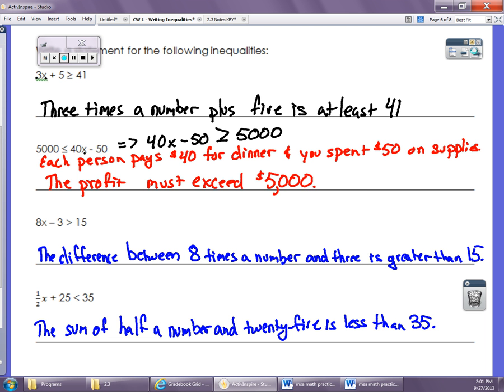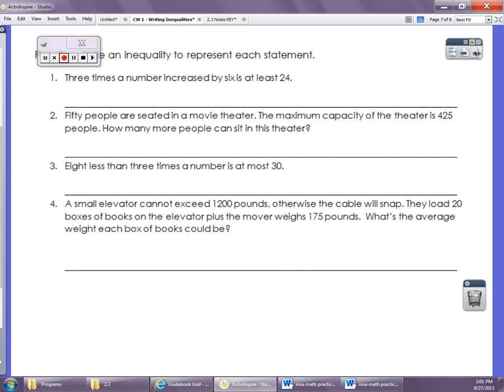Now we are given our statement and we have to write the inequality. We'll do the first 2, you answer the second 2, and then check your answers. Number 1 says 3 times a number increased by 6 is at least 24. Well, 3 times a number is 3x. Increased means to add. We're adding 6. At least means it has to be anything more than that, at least 24. So we come up to this equation as 3x plus 6 is greater than or equal to 24.